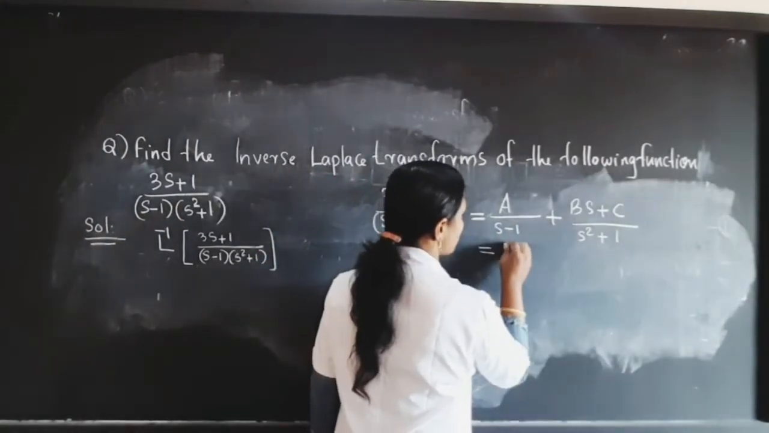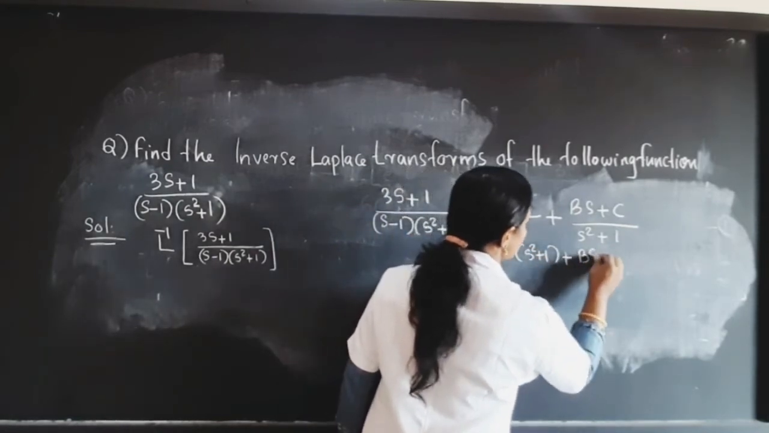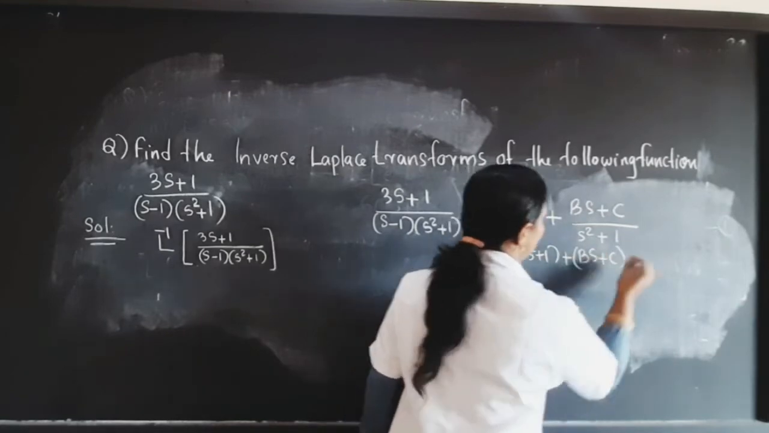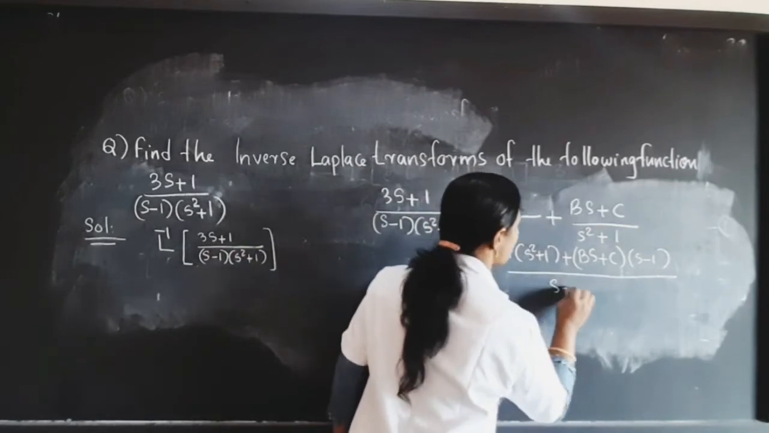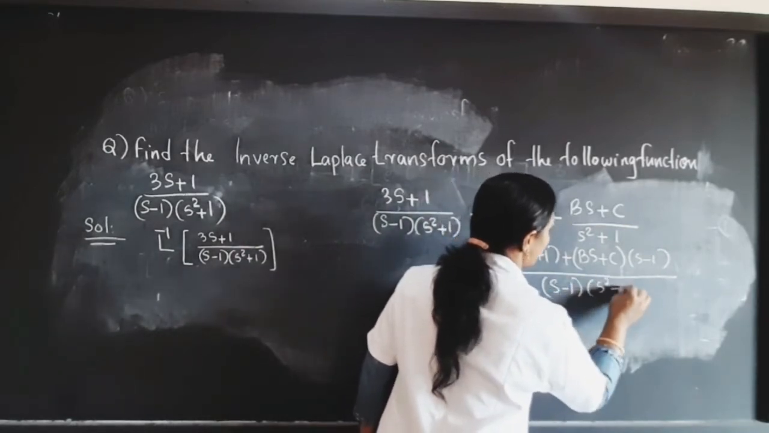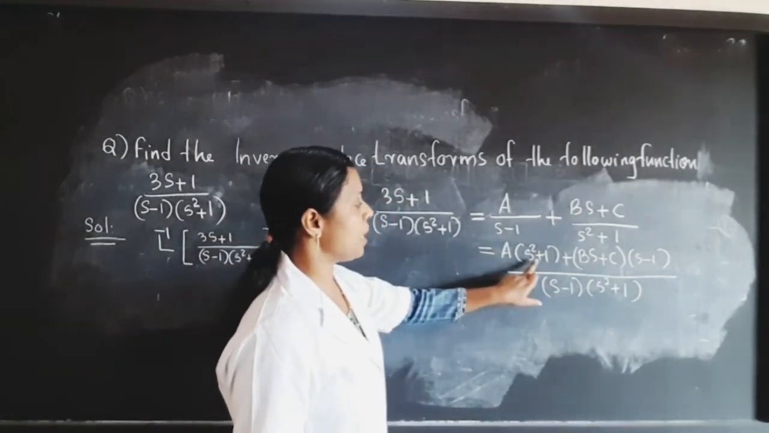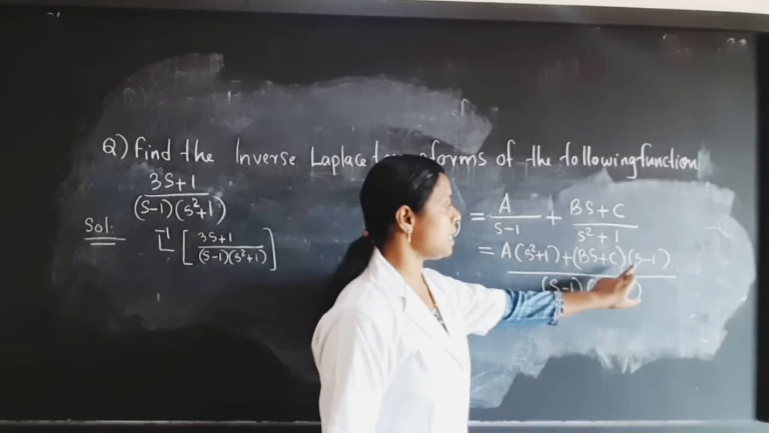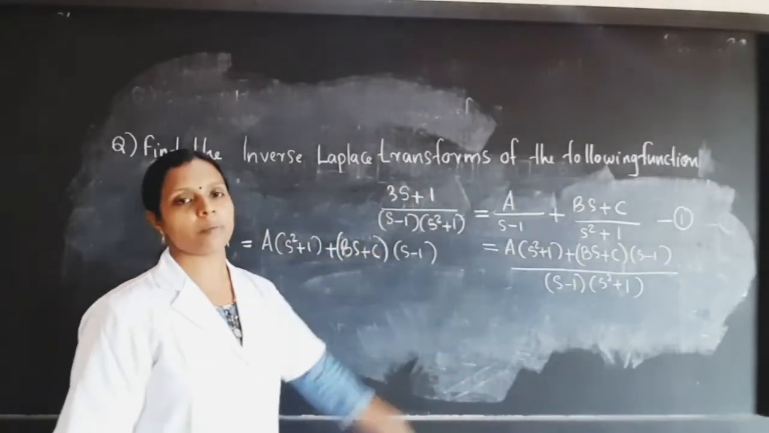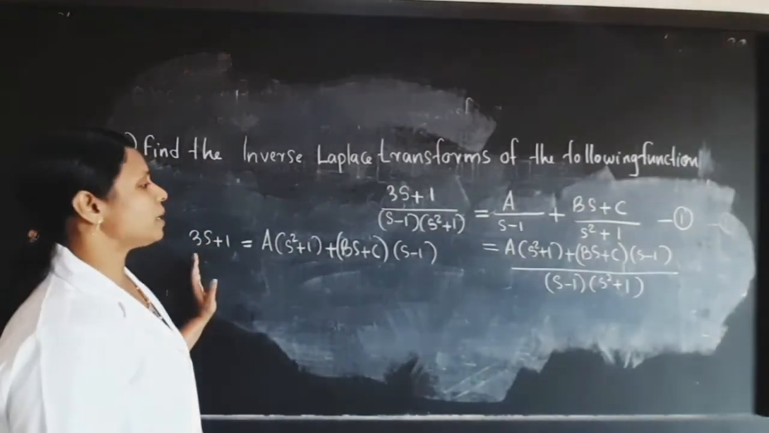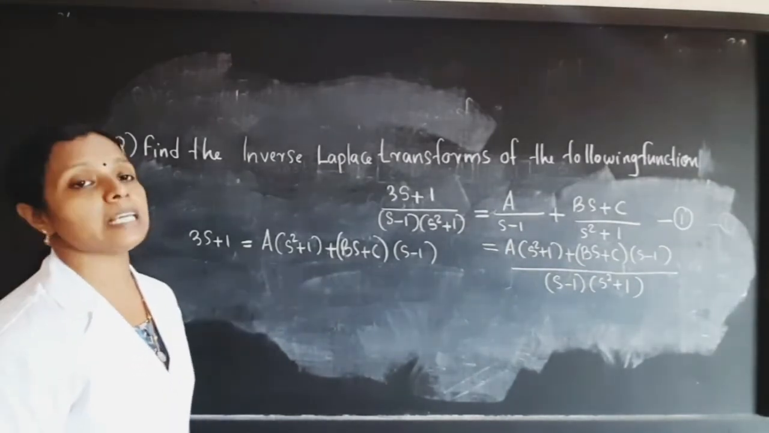Cross multiplying, we get A into (s² + 1) + (Bs + C) into (s − 1), divided by the denominator (s − 1)(s² + 1). Here we compare the numerators: A(s² + 1) + (Bs + C)(s − 1) = 3s + 1. Putting it as equation number 1. Then we compare the numerator: 3s + 1 = A(s² + 1) + (Bs + C)(s − 1).